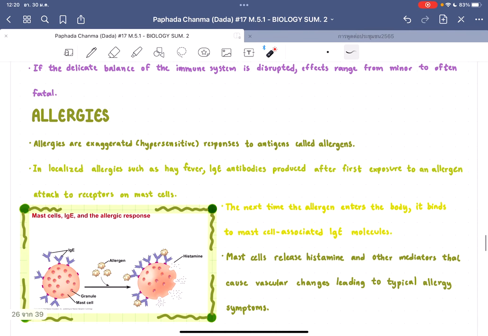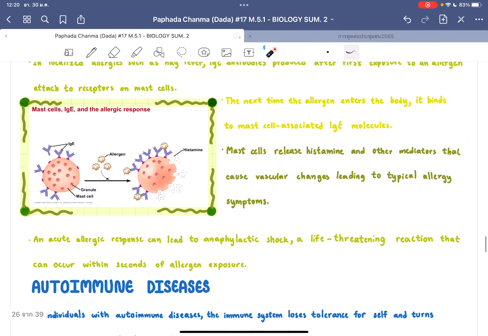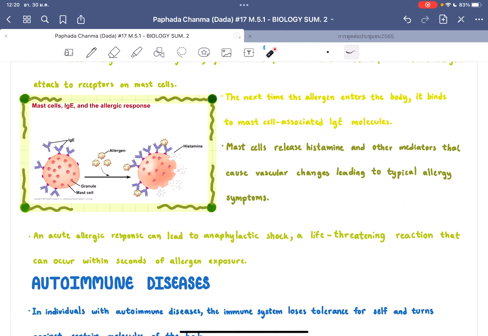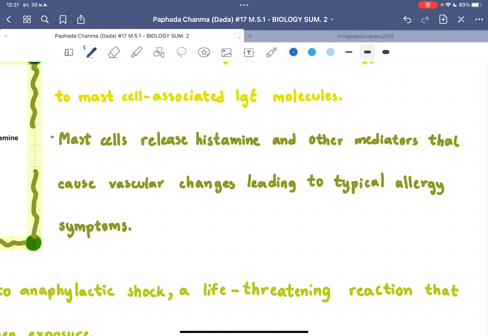Allergies are exaggerated hypersensitive responses to antigens called allergens. In allergies such as hay fever, IgE antibodies produced after first exposure to an allergen attach to receptors on mast cells. The next time the allergen enters the body, it binds to mast cell-associated IgE molecules. Mast cells release histamine and other mediators that cause vascular changes, leading to typical allergy symptoms.